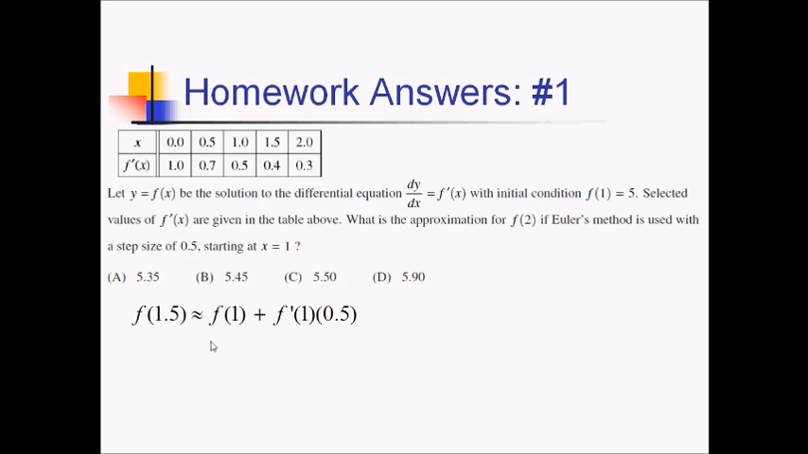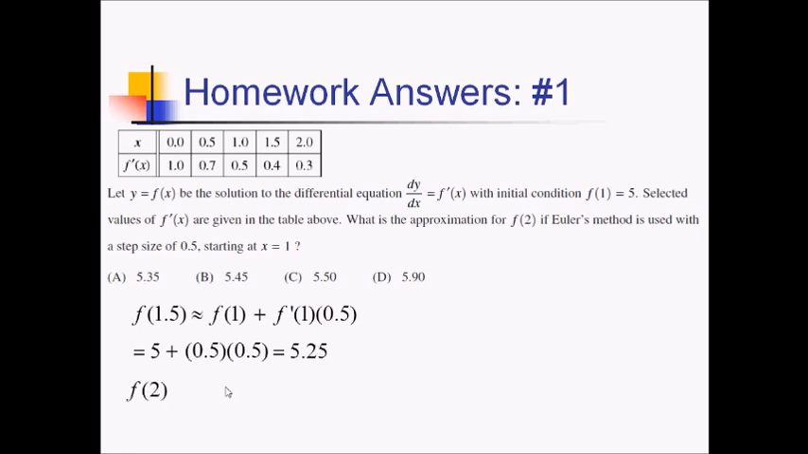So that's going to be approximately, f of 1 is 5, and then our derivative at 1, well, given our table here, we see that f prime of 1 is exactly 0.5 right here, this value here. So we've got 0.5 times 0.5. So this is 5 plus 0.25, which is 5.25. And now we're going to figure out f of 2 based off of this.